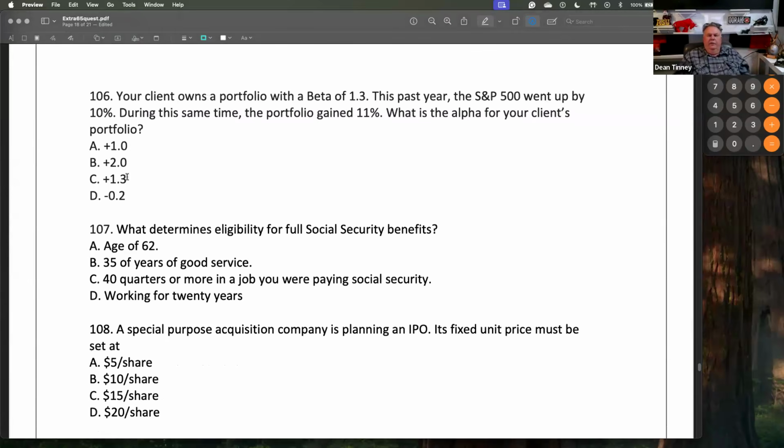Your client owns a portfolio with a beta of 1.3. The market went up by 10. During the same time, the portfolio gained 11. What is the alpha? This is very much a test question. It tests whether you understand that alpha could be positive or negative. Yes, you can underperform. Say the client says, Dean, I made 11, the market went up 10, I did great. I say, no, you didn't. For that amount of volatility on the beta, you would expect to get 13%, and you only got 11. Bad form. You got negative alpha going on.